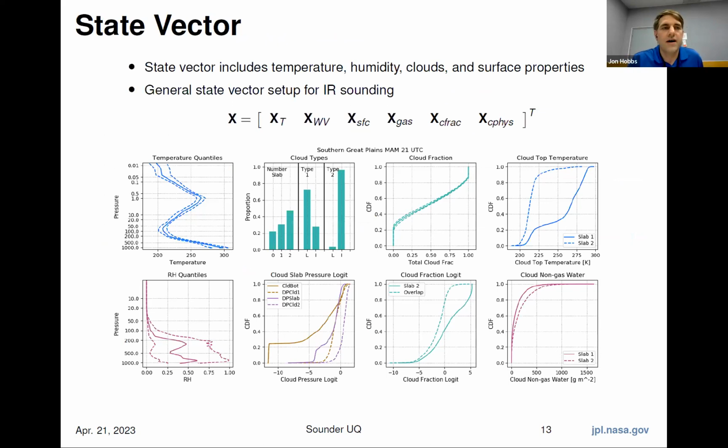Okay, so a little bit more on the state vector, the X, that we're interested in here. That's what's described on this slide. In the case of AIRS and the infrared sounders more broadly, it's really a substantial and heterogeneous collection of quantities. So it includes temperature, humidity, clouds, and surface properties. So I've, at least schematically, partitioned it into different components. The X sub T and X sub WV are temperature and water vapor and their vertical profile. And the two panels on the left of the slide here show a typical distribution of temperature as a function of height, and then relative humidity. So those both are in the state vector.